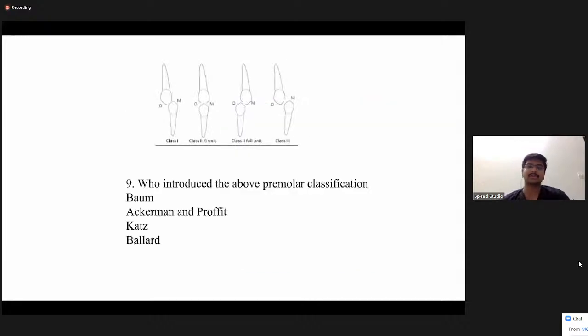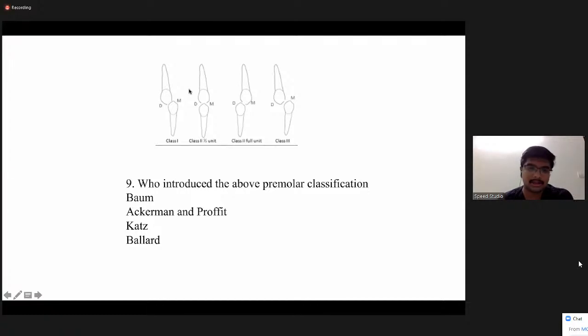Who introduced the above premolar classification? The options will be Baum, Ackerman and Profit, Katz and Ballard classification. So here, Katz is the answer, who introduced this premolar classification. Katz always follows with the suffix of premolar. So it always goes as Katz premolar classification. So if a question is asked with premolar in the question, then it is always prefixed by Katz. Katz was the person who introduced this premolar classification.